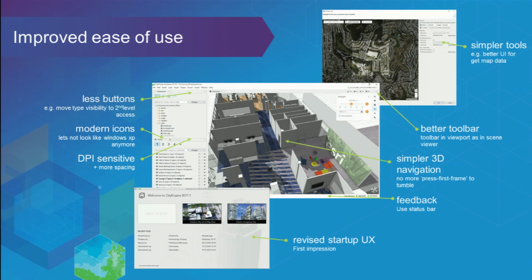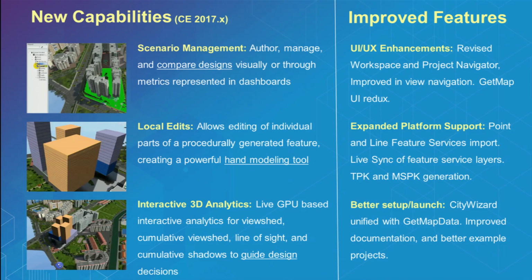The other thing is just improving the ease of use. So changing the look and feel of it, cleaning up the icons, cleaning up the toolbars, removing unnecessary tools, modernizing the icons so that they look a little bit sharper, simplifying some of the tools. So get map data was really, really cool, but we totally redid the UI for it, so it's even easier. And then revising the startup UX. So it's going to look like a newer, crisper product and be easier to use. So that's pretty exciting.